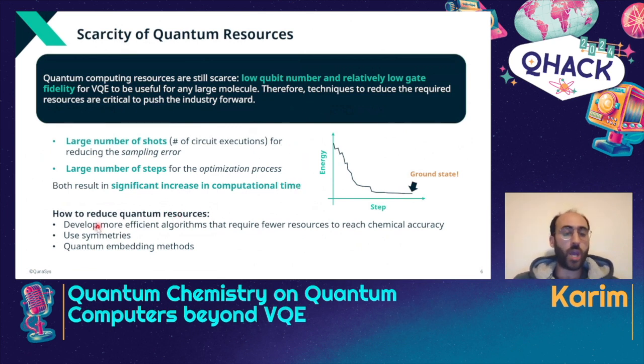So how do we reduce this? We can develop a more efficient algorithm that requires fewer resources to reach chemical accuracy. We can use symmetries of the systems at hand. And we can also use quantum embedding methods, for example, where we divide the system into two parts, one treated with a high-level and one with a low-level method, depending on the part that we are tackling.